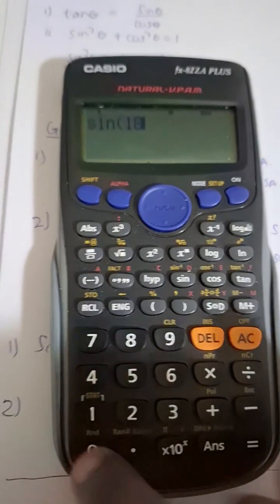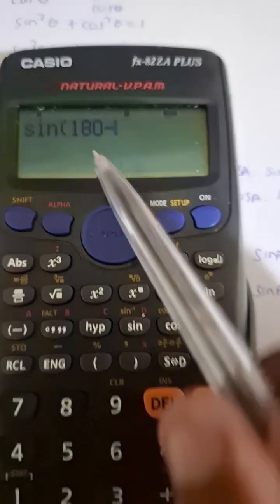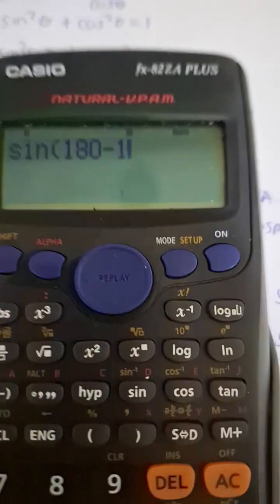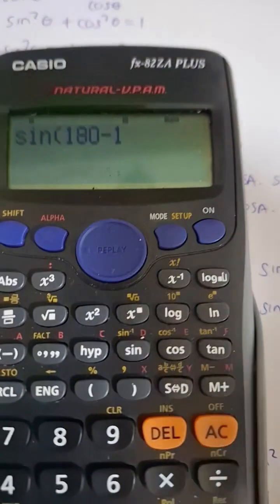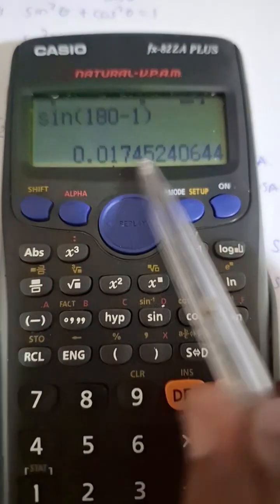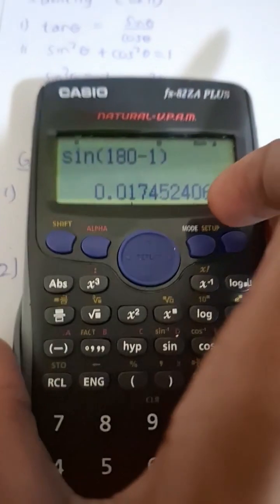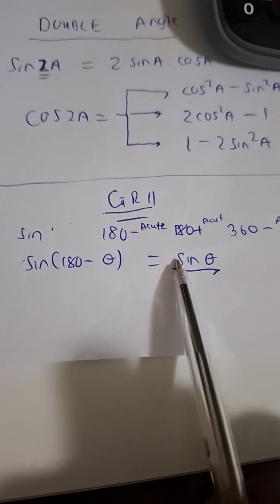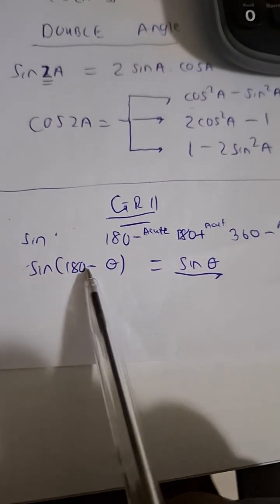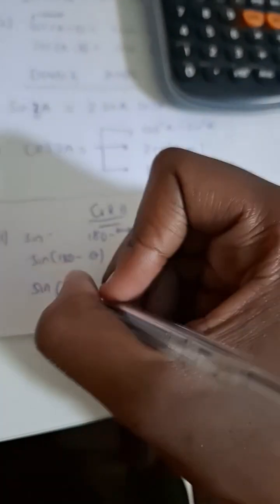So you just say 180 minus, and in this place you substitute any random acute angle. Usually people like substituting 1, because remember 1 degree is between 0 and 90 degrees. You close the bracket and you just say equal. What you get is a positive answer. That suggests that the sine of 180 minus theta will give you something positive. And then all you do is simply say sine of the 180 minus falls away, you write sine of theta. Let me just show you again with some other examples.